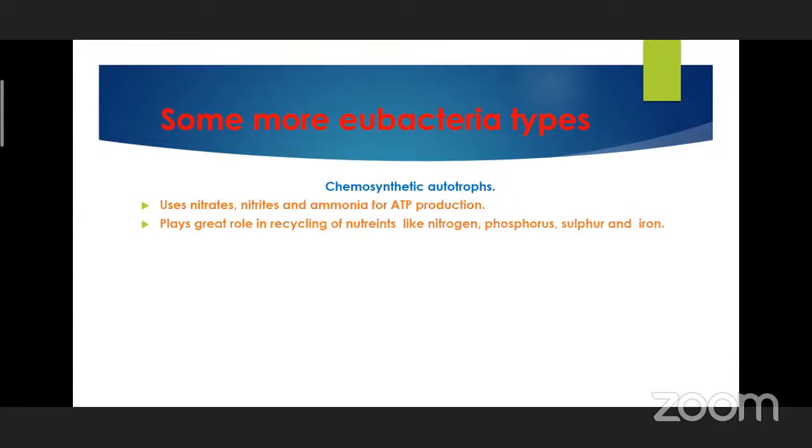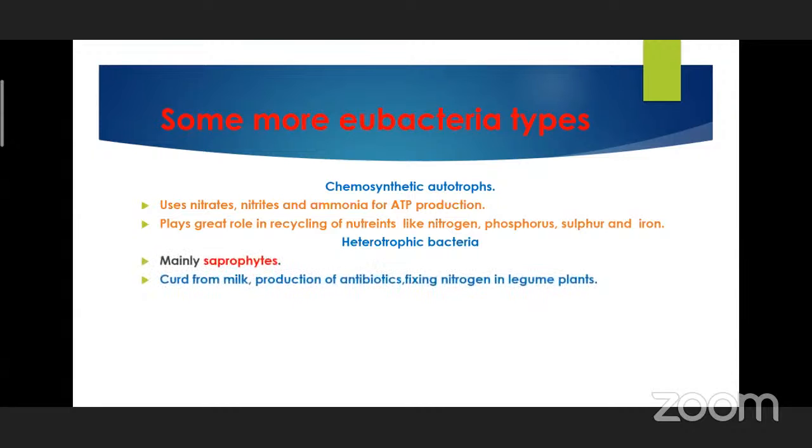Now we'll move on to another one, which is also autotrophic, that is chemosynthetic, deriving the energy from chemical substances. And these are called chemosynthetic autotrophs. These bacteria derive the ATP from the chemicals, and they play a great role in recycling of nutrients like nitrogen, phosphorus, sulfur, and iron.